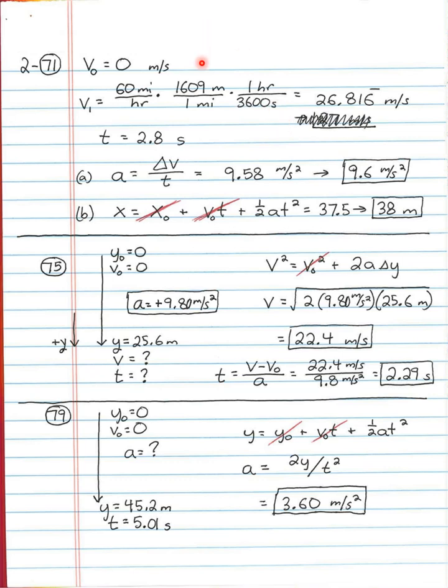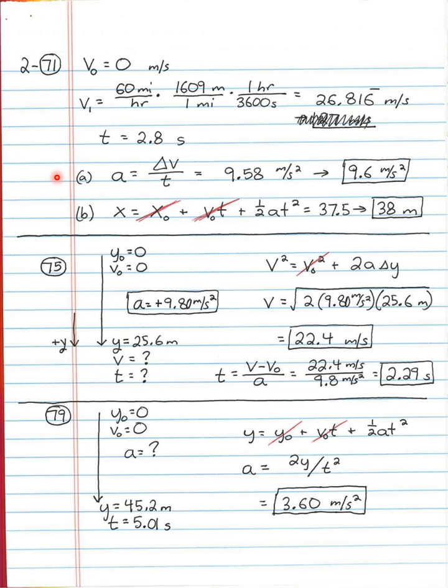And there it is. Actually, initial speed is 0 meters per second. You get a final speed of 26.816 repeating meters per second in a time of 2.8 seconds. We want to know acceleration, so given v naught and final v and t, let's use this equation that acceleration is change in velocity over time. Plug in those values, and you get 9.58 meters per second squared. Let's use two significant figures, so 9.6 meters per second squared.